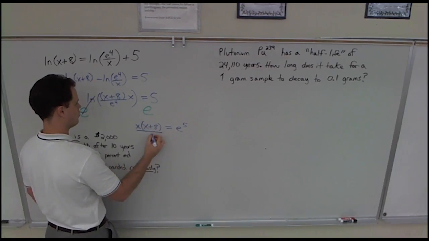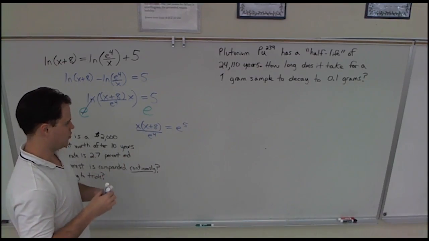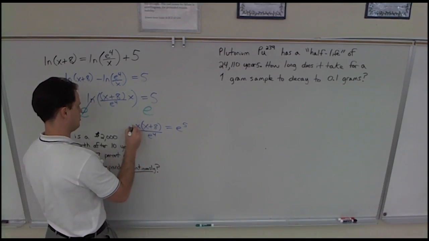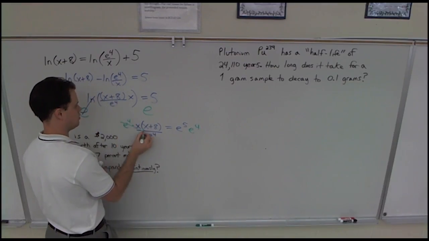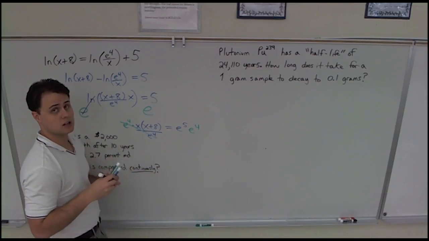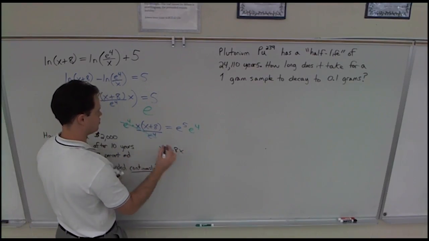Still got an e to the 4th down there as well. So I'm going to get rid of that e to the 4th. I think I'll multiply it on both sides to get this to look a little nicer. So e to the 4th, e to the 4th. That's going to cancel out that down there, because it was being divided, so I multiplied. So now I've got x squared plus 8x if I distribute.